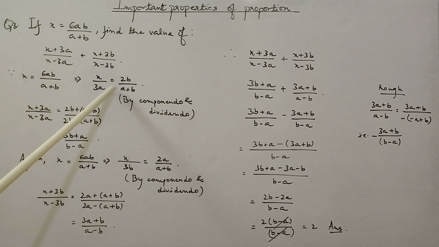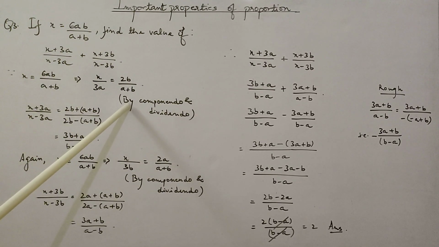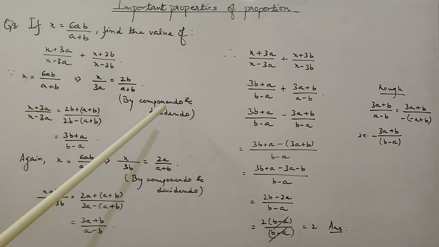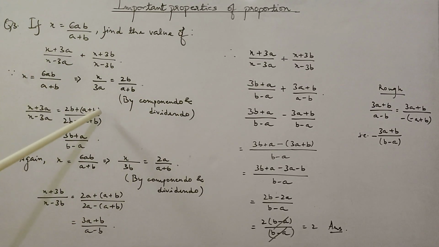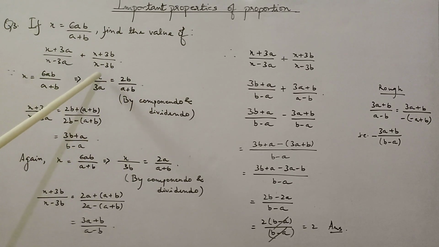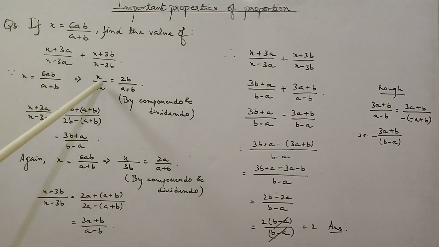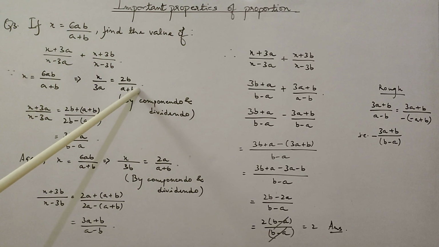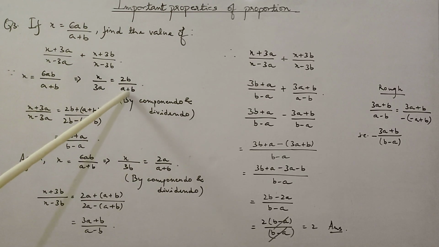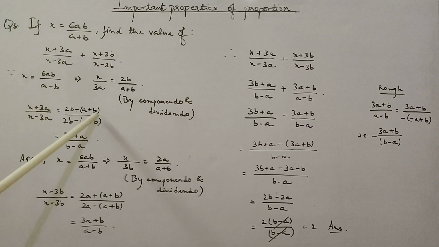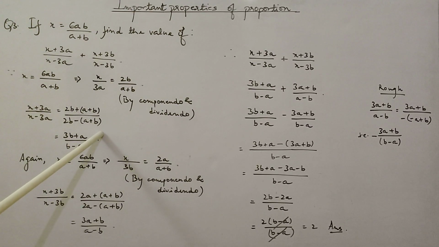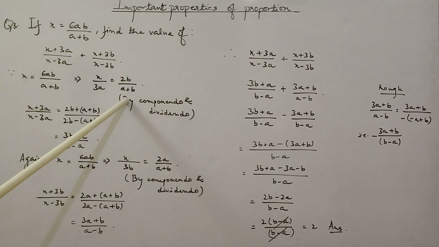So in this particular equation, I am going to apply the property of proportion, that is componendo and dividendo. On both sides, on the left hand side it can be written as x plus 3a, that is the sum of first and second term, upon x minus 3a, that is the difference of first and second term, equal to, on the right hand side, 2b plus (a plus b), that is the sum of first and second term of the second ratio, upon 2b minus (a plus b), that is the difference of the first and the second term.